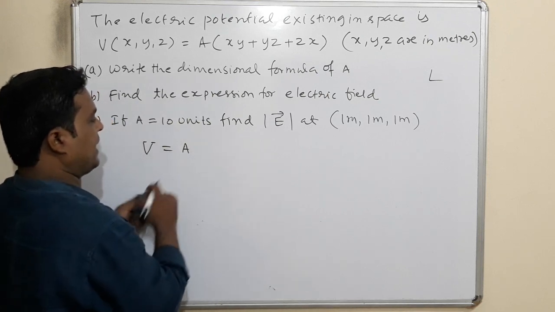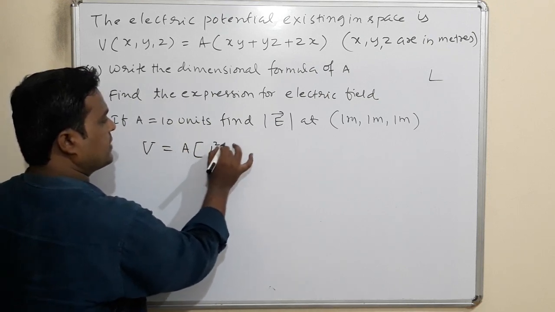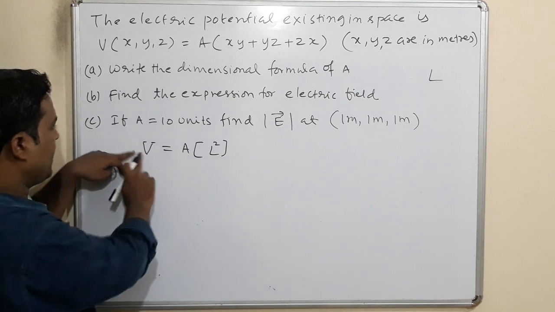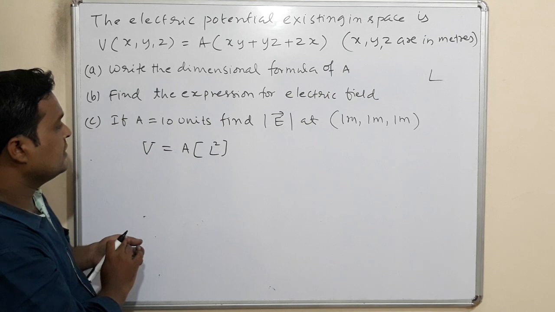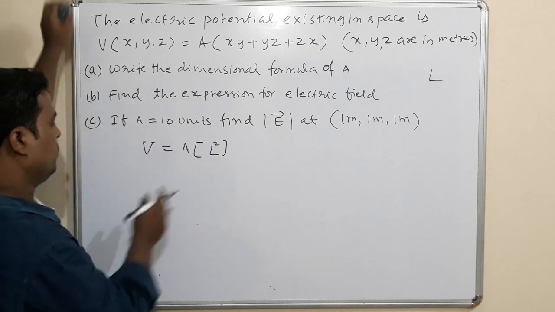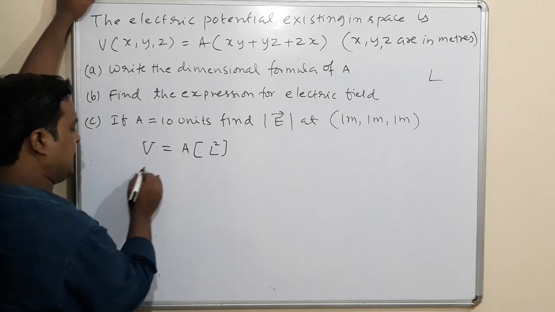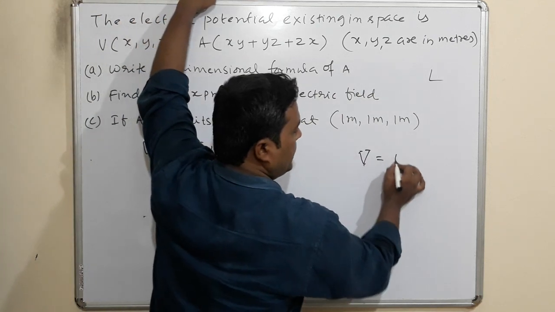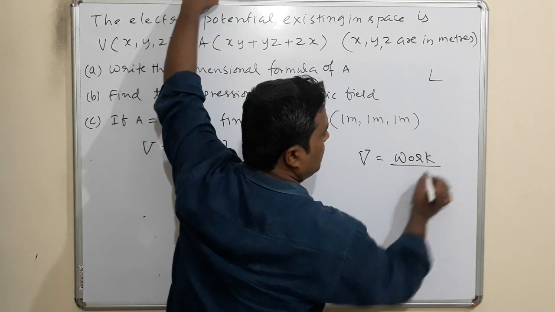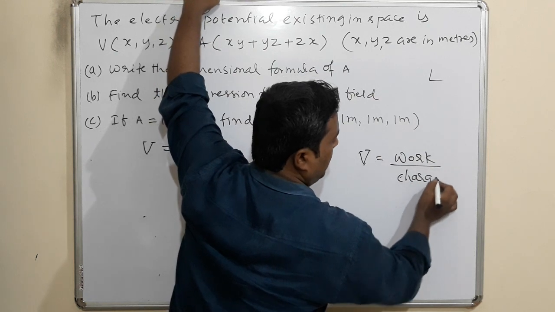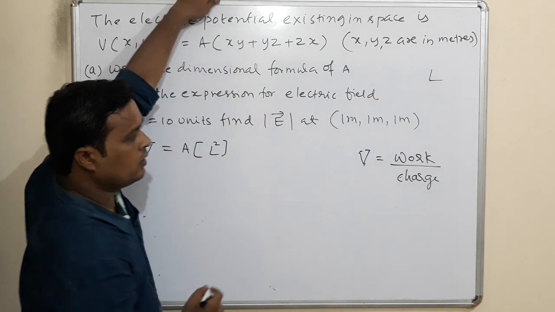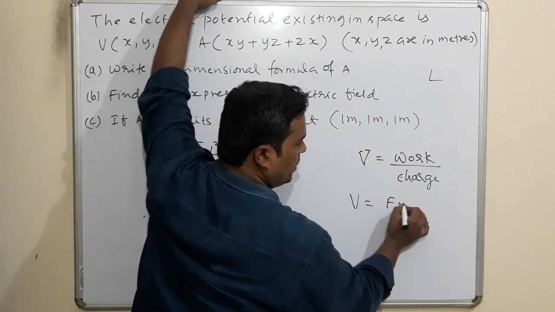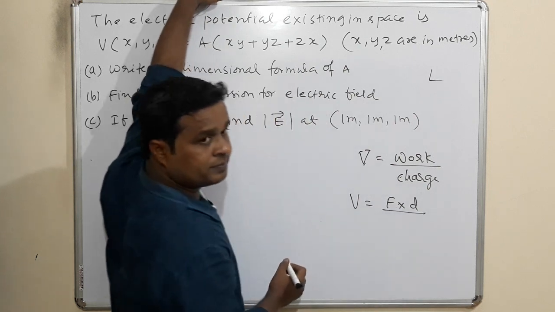The dimension of this bracket term indicates distance squared, L square. I want the dimension of A. Then write the dimension of V also. We know that V is nothing but, how we define potential? Work by charge, whether it may be potential difference or potential. Then V is equal to work, which is force into distance, in dimensional formula.